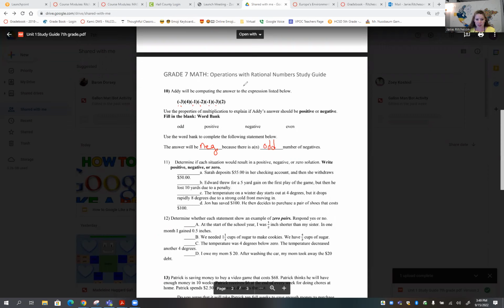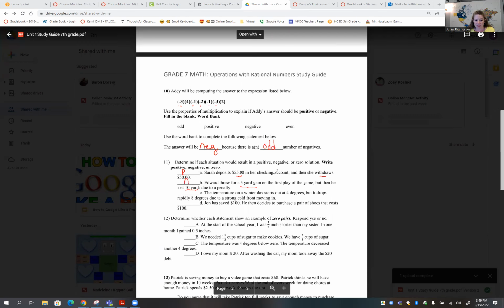That's right. Number 11, determine if each situation will result in a positive, negative, or zero solution. If Sarah has $55 and then she takes out $50, that means she still has a positive $5 in her account. Edward threw for a 5-yard gain on the first play of the game, but then he lost 10 yards. Uh-oh, he's negative 5 yards.